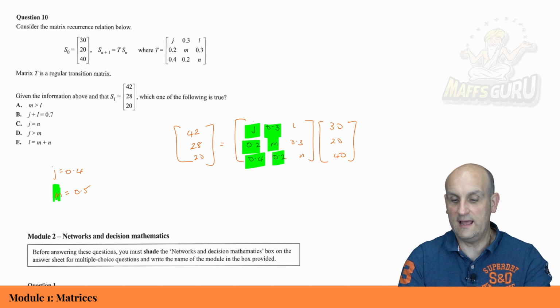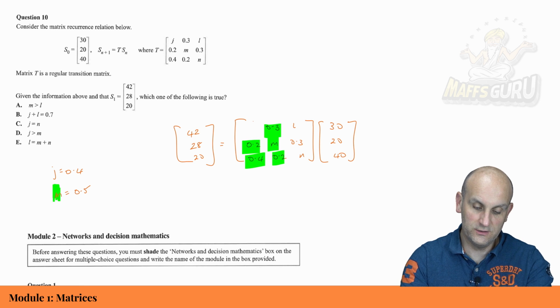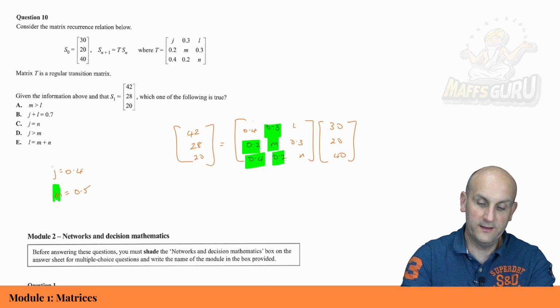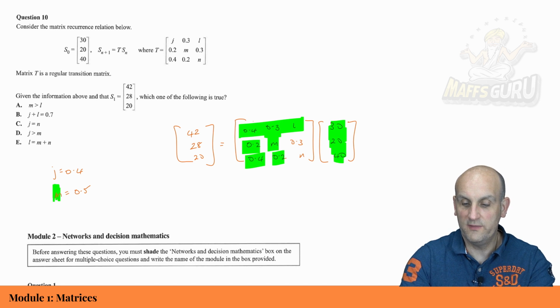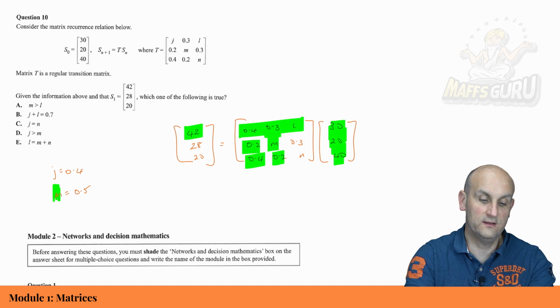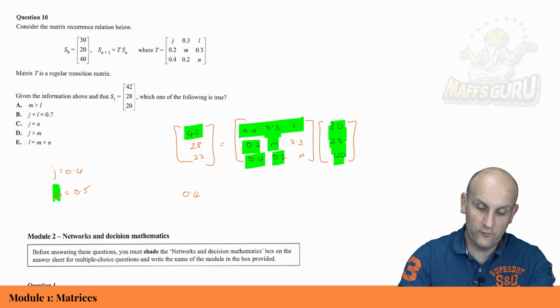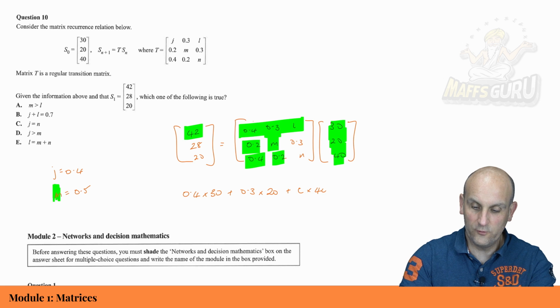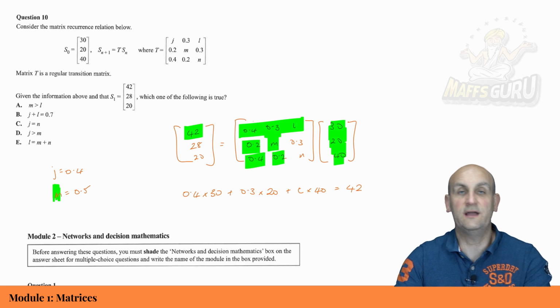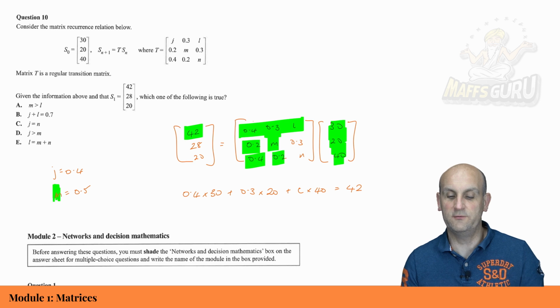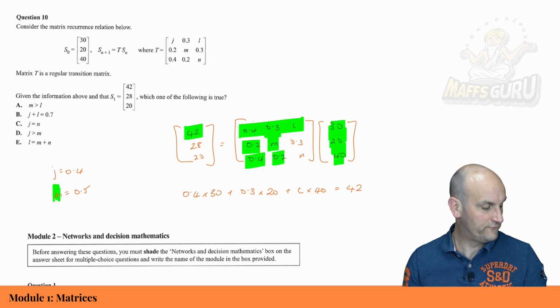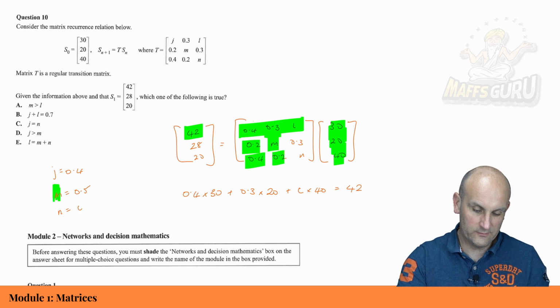How could I then find L and N? Well, I just used that top value there as 0.4, and I know that for matrices, if I multiply that row by this column, I'm going to get that value there. That's effectively what I did: 0.4 times 30 plus 0.3 times 20 plus L times 40 gave me 42. Put it into my calculator and did a little bit of funky movement around, and out came the value of N as equal to 0.1 and L was equal to 0.6.